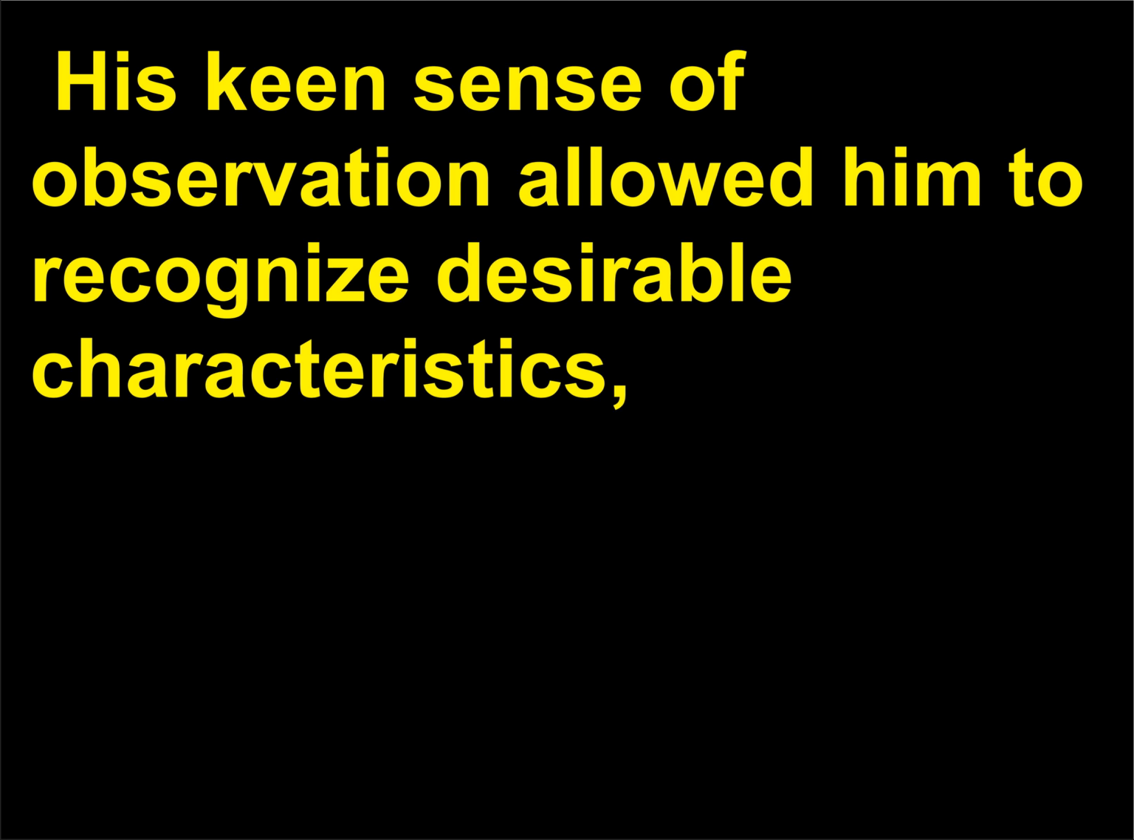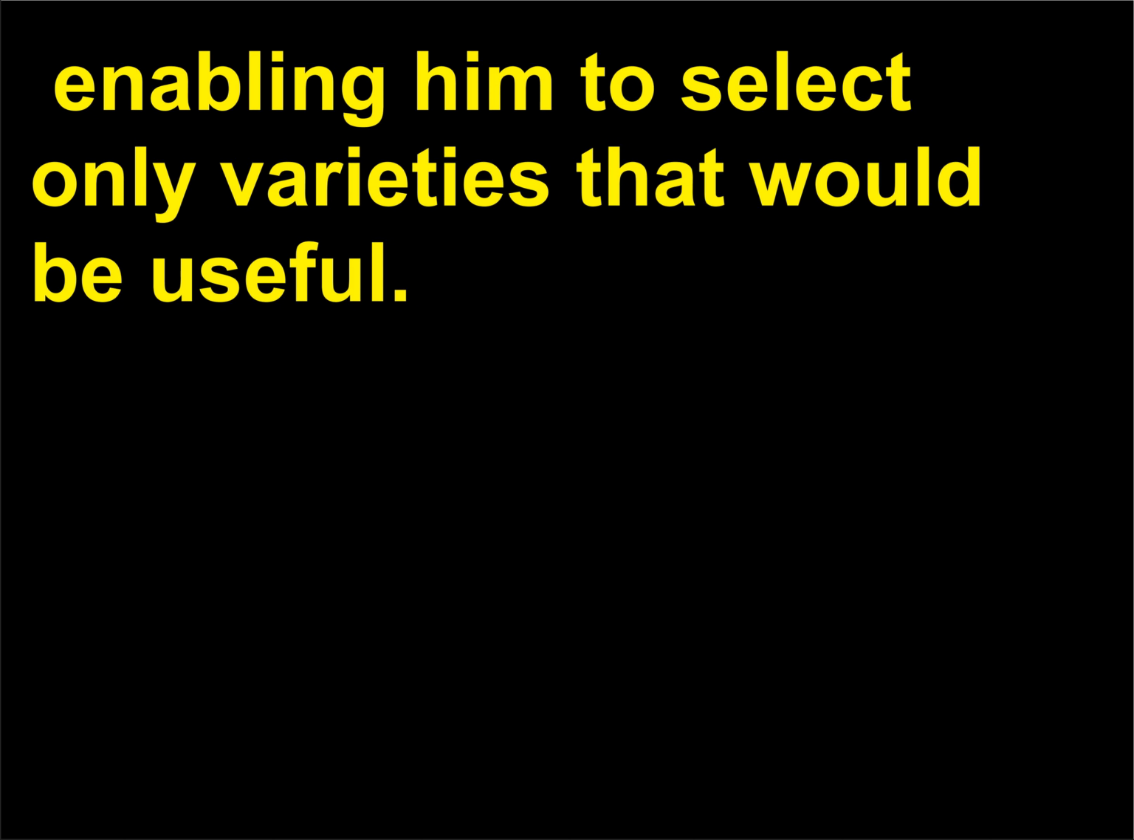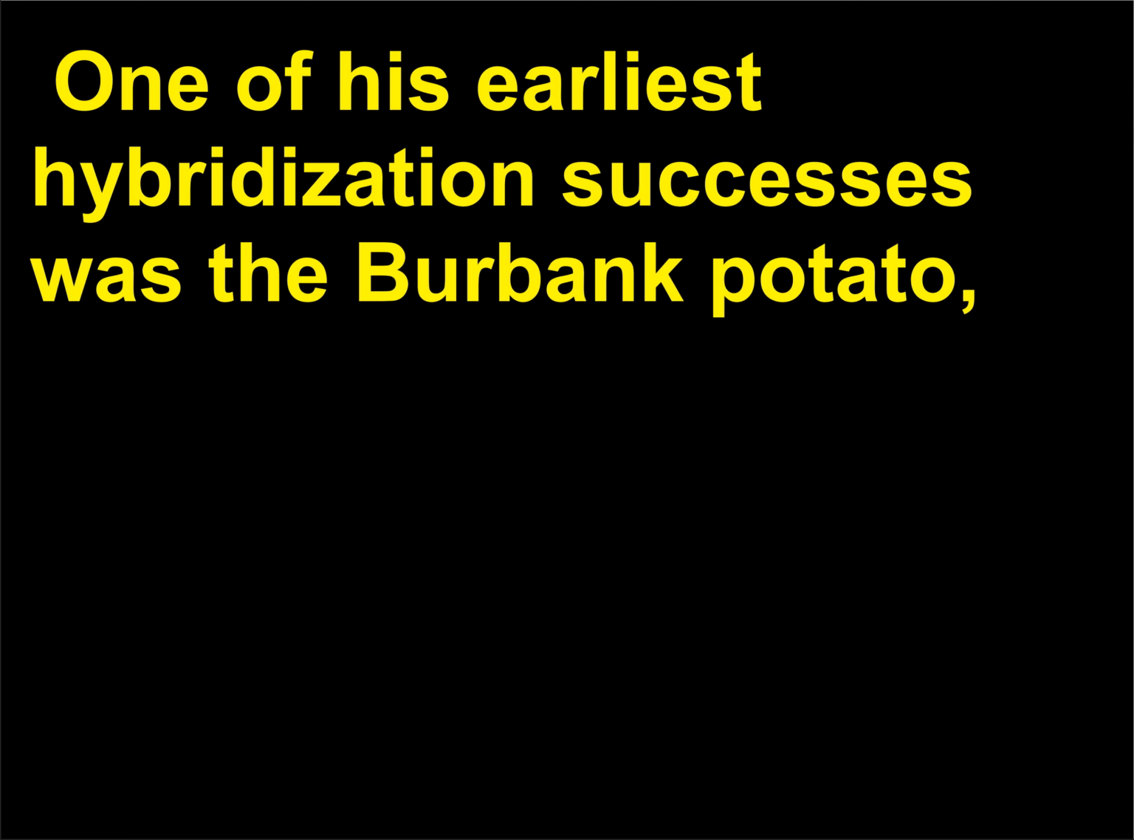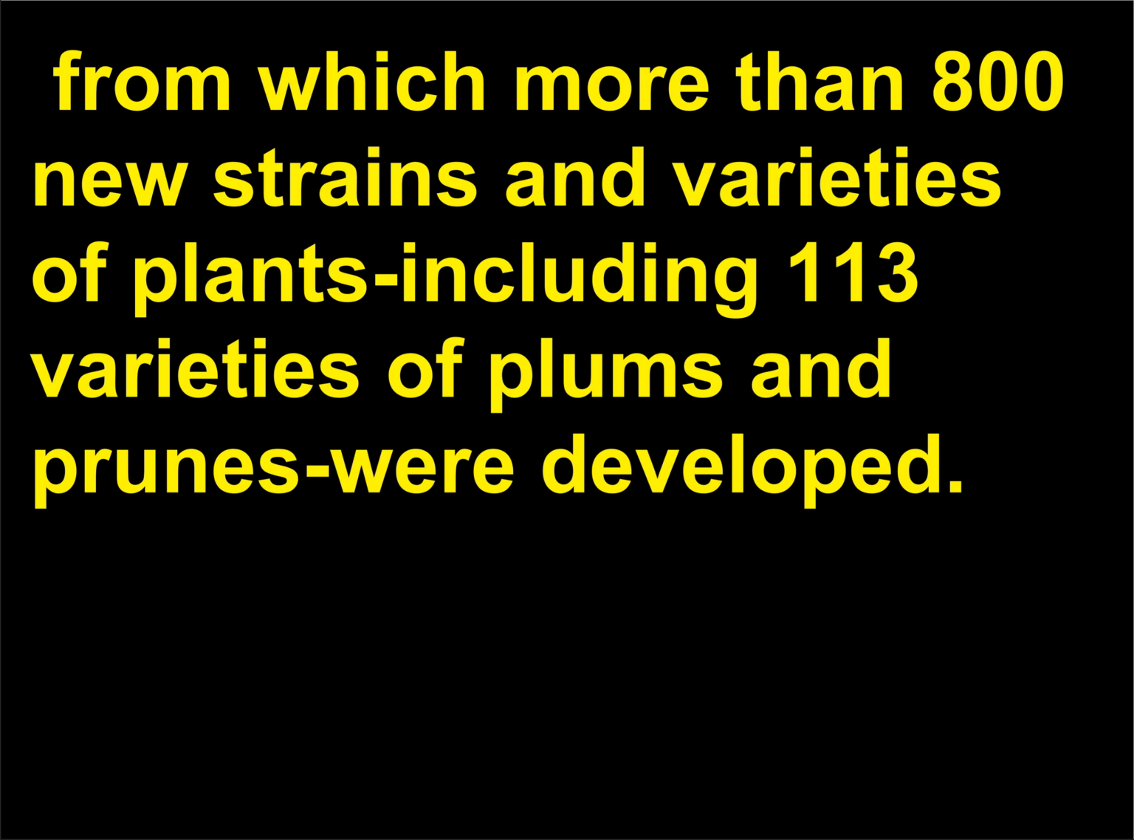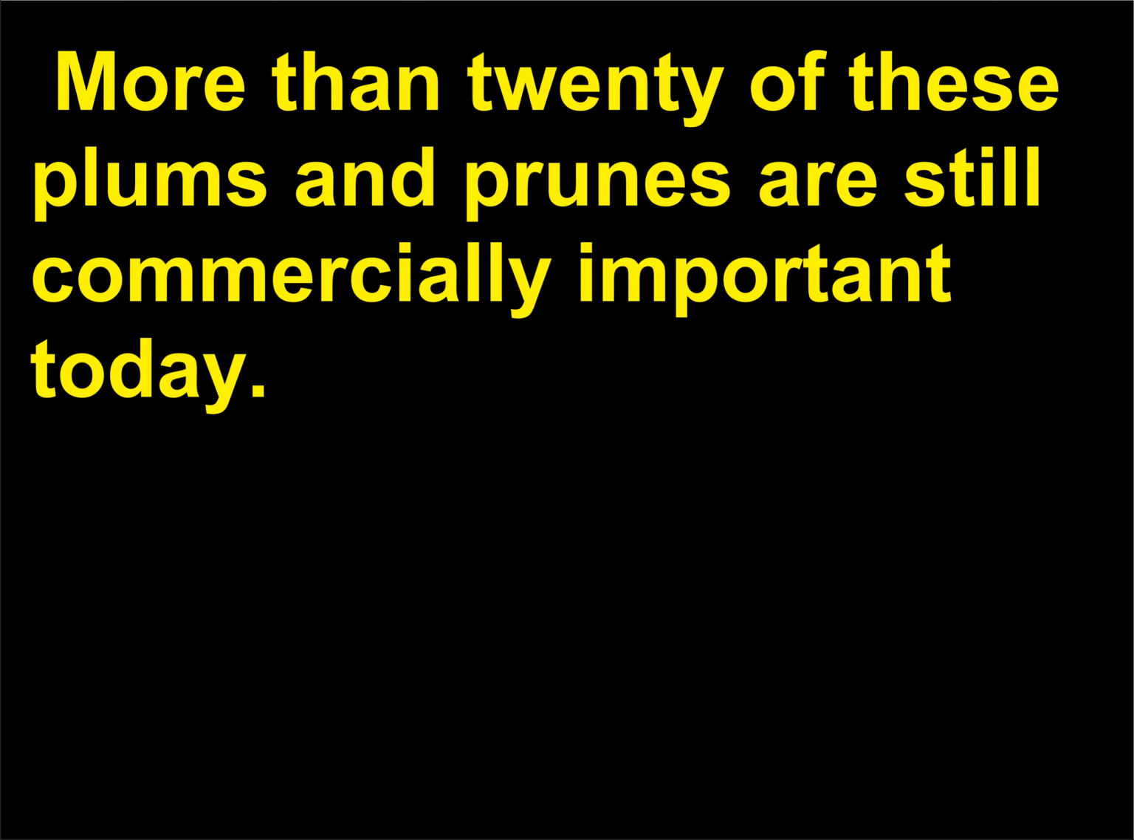His keen sense of observation allowed him to recognize desirable characteristics, enabling him to select only varieties that would be useful. One of his earliest hybridization successes was the Burbank potato, from which more than 800 new strains and varieties of plants including 113 varieties of plums and prunes were developed. More than 20 of these plums and prunes are still commercially important today.